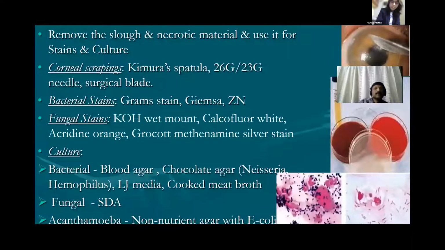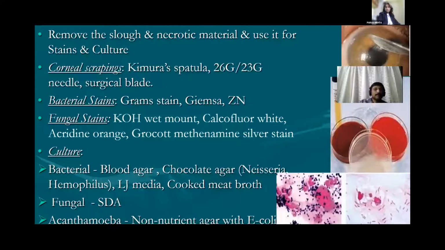Stains and culture form an important part of management of infectious keratitis. Wherever possible, try to do bacterial or fungal stains along with the culture. Remove the slough and necrotic material and use it for the stains and culture. Corneal scrapings are usually done with 26 or 23 gauge needles and sometimes with surgical blades. Gram and Giemsa stains are used for bacterial keratitis.